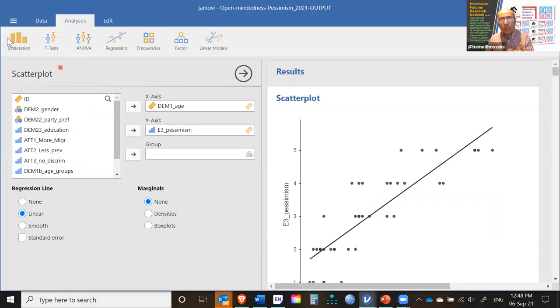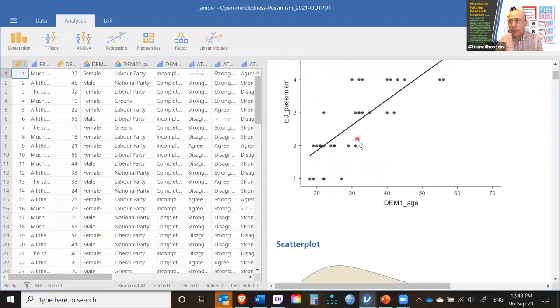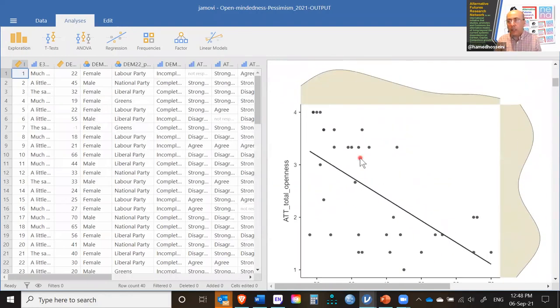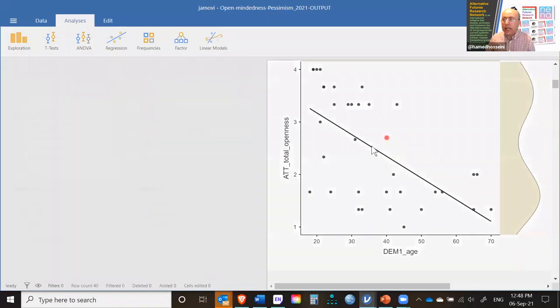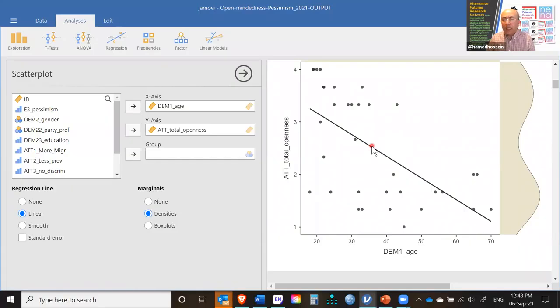Okay, Hamed has gone to scatter plots. The scatter plots were here, and Hamed has put age here and E3 pessimism, and he has ticked linear and non-linear. And this is what he has created. And then you scroll down again. So this is a bit of reverse engineering. So you can see, okay, this is about open-mindedness and age. Let's see what Hamed has done. You click on that, and Jamovi reveals my secrets to you. And so again, you can see a scatter plot.